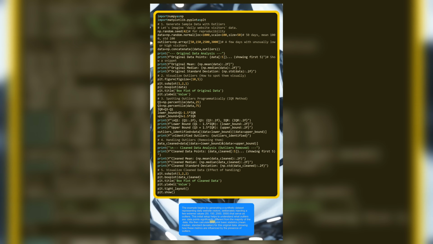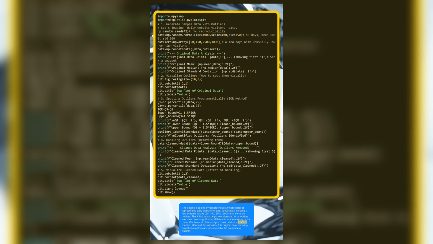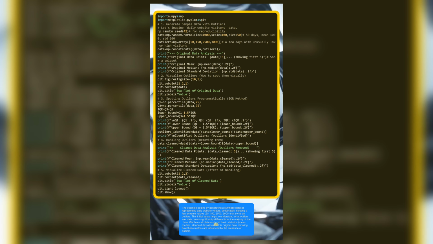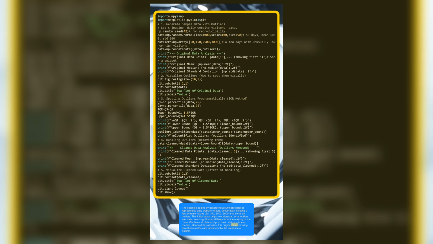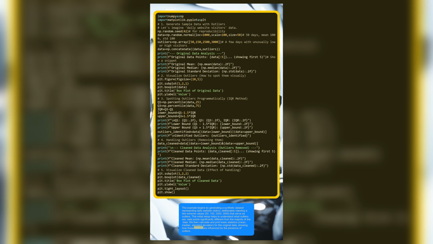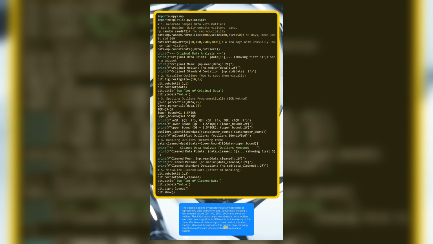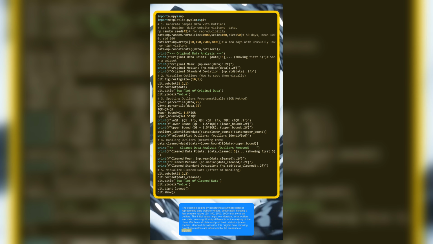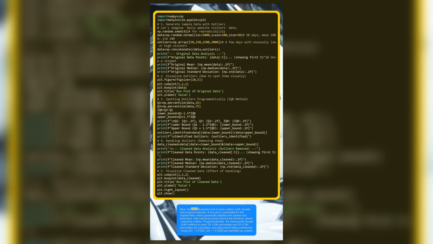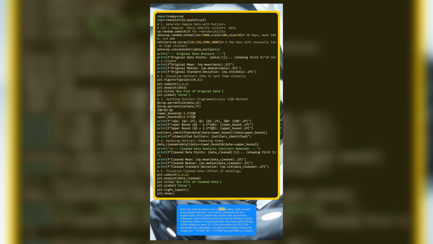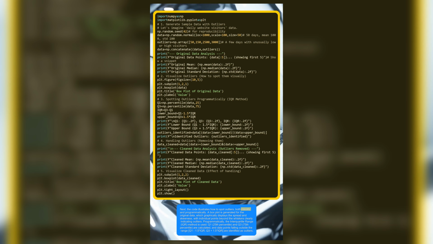We then calculate and print basic statistics: mean, median, standard deviation, for this original data, showing how these metrics are influenced by the presence of outliers. Next, the code illustrates how to spot outliers, both visually and programmatically.